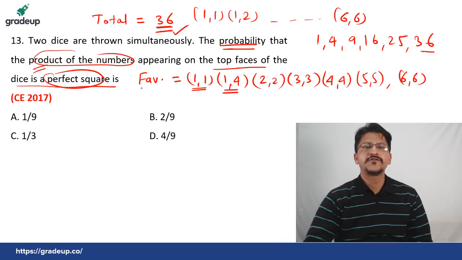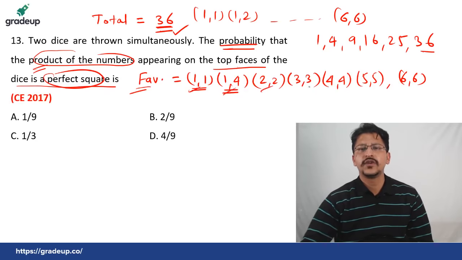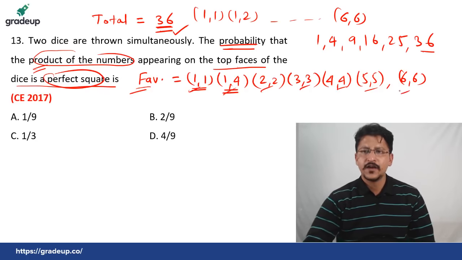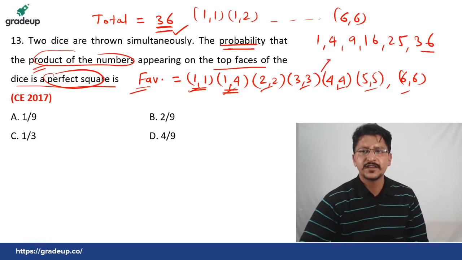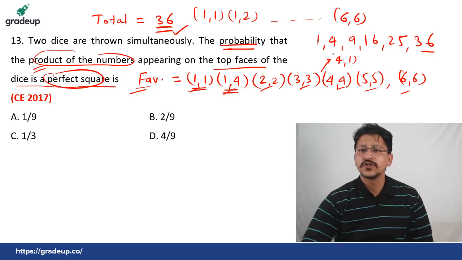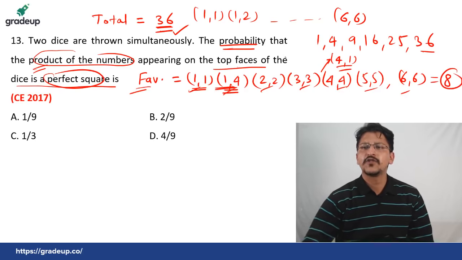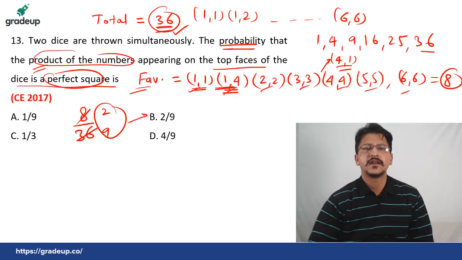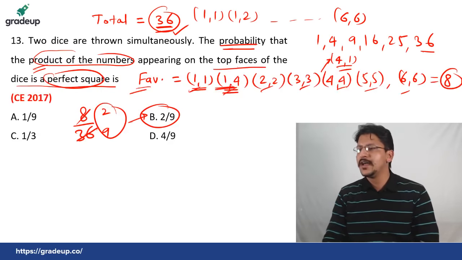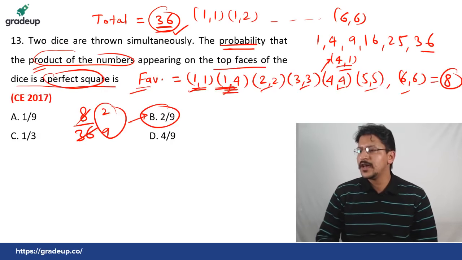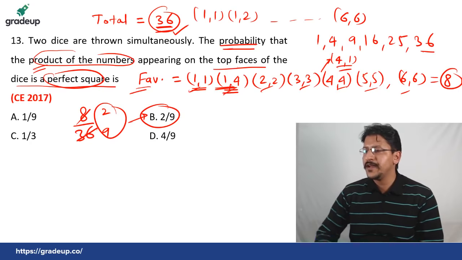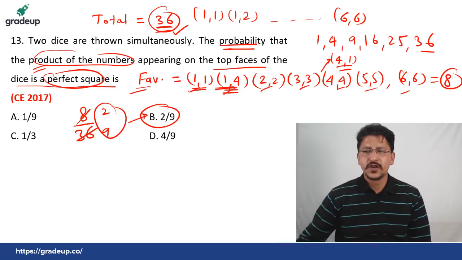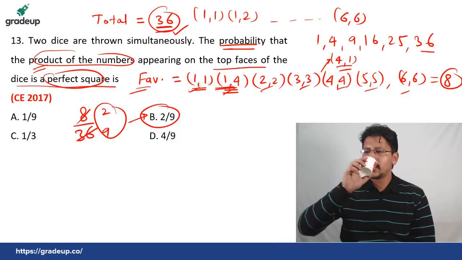So how many total favorable outcomes? 1, 2, 3, 4, 5, 6, 7. And one more is left here. What is that? 4,1 is also there, like 1,4 and 4,1. So they are total 8. Favorable outcomes are 8, total outcomes are 36, probability is 8 by 36, cancel it out, get 2 by 9. Correct answer, option B, 2 by 9. Yes, 1,1, 2,2, 3,3, 4,4, 5,5, 6,6, 1,4, 4,1. Absolutely correct. Every one of you is absolutely correct.